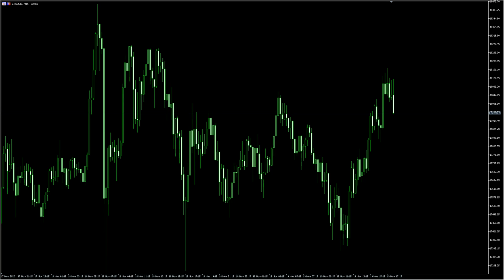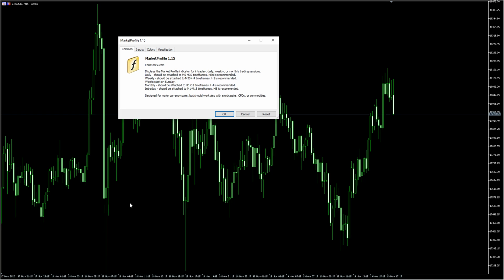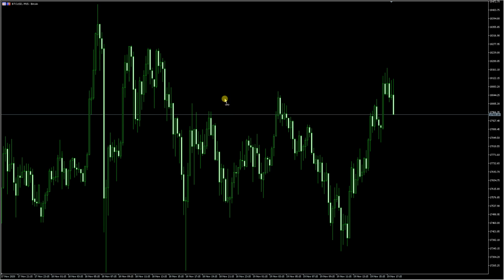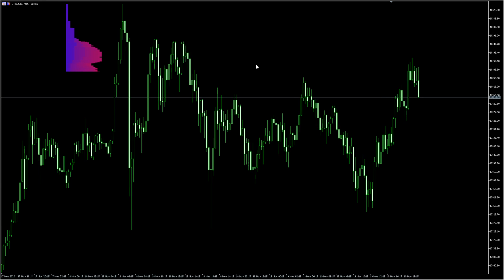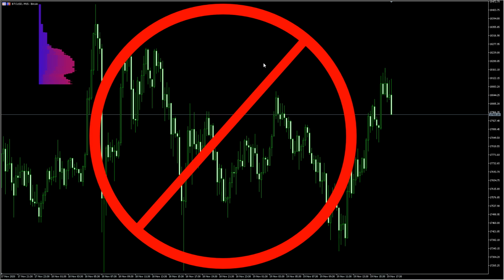Hello traders! Bitcoin is making a killing recently, and you want to analyze its chart with Market Profile? Unfortunately, one problem traders encounter when using our Market Profile indicator is that it can be really slow on Bitcoin and some other cryptocurrency charts.